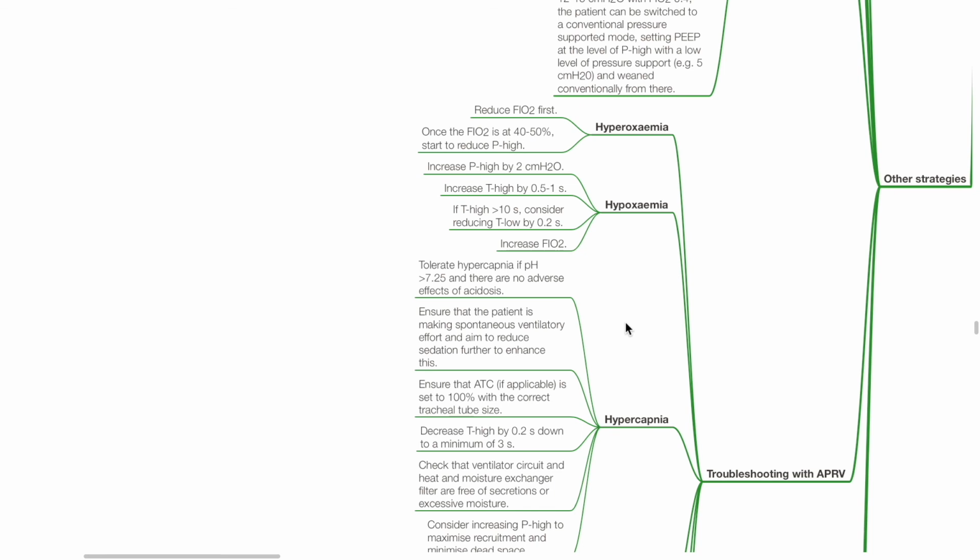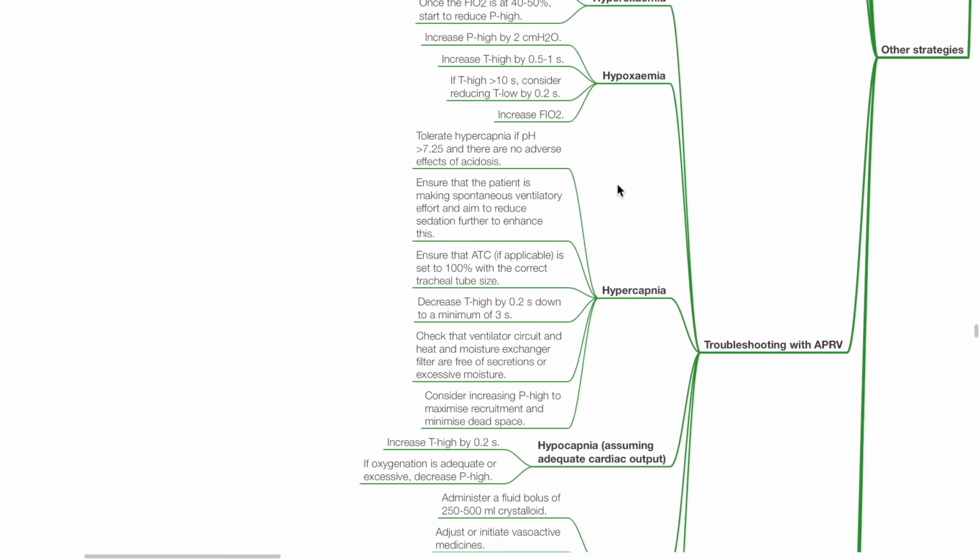Increase T high by 0.5 to 1 seconds. If T high is more than 10 seconds, consider reducing T low by 0.2 seconds. Increase FiO2. Hypercapnia: tolerate hypercapnia if pH is more than 7.25 and there are no adverse effects of acidosis. Ensure that the patient is making spontaneous ventilatory effort and aim to reduce sedation further to enhance this. Ensure that ATC is set at 100% with the correct tracheal tube size. Decrease T high by 0.2 seconds down to a minimum of 3 seconds. Check that the ventilator circuit and heat and moisture exchange filter are free of secretions or excessive moisture.